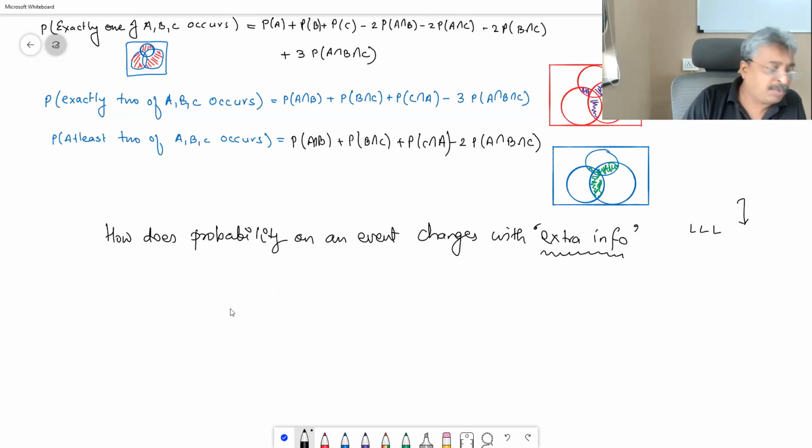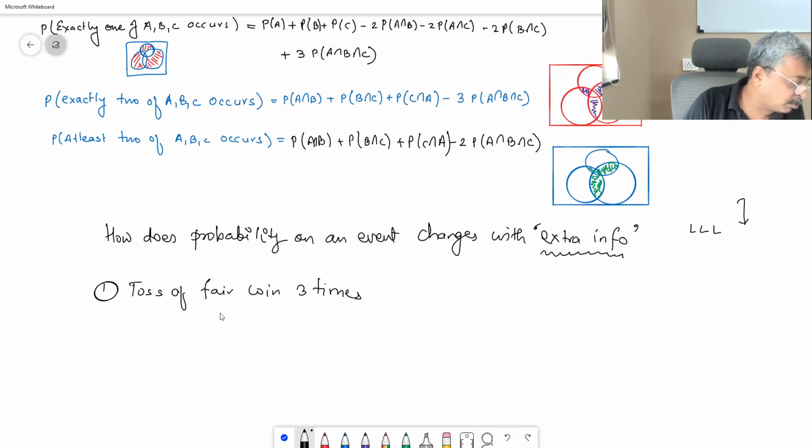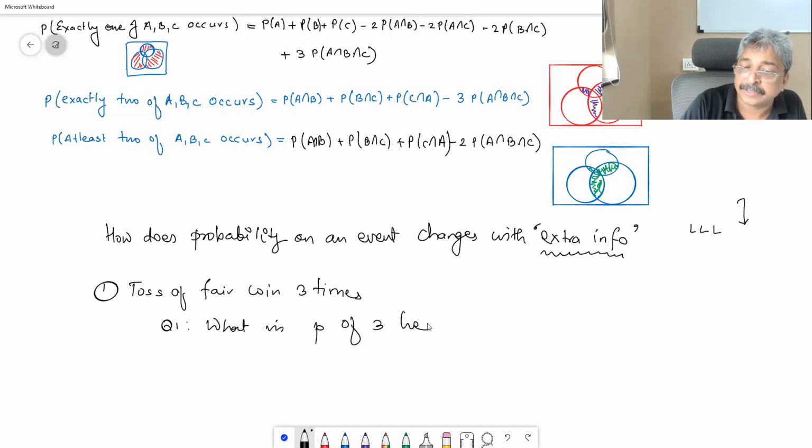What happens if extra information is available? Let me give you an example. Example one: if you toss a fair coin three times, the question is, what is the probability of three heads? Question one, what is the probability of three heads? Easy, 10th standard question.